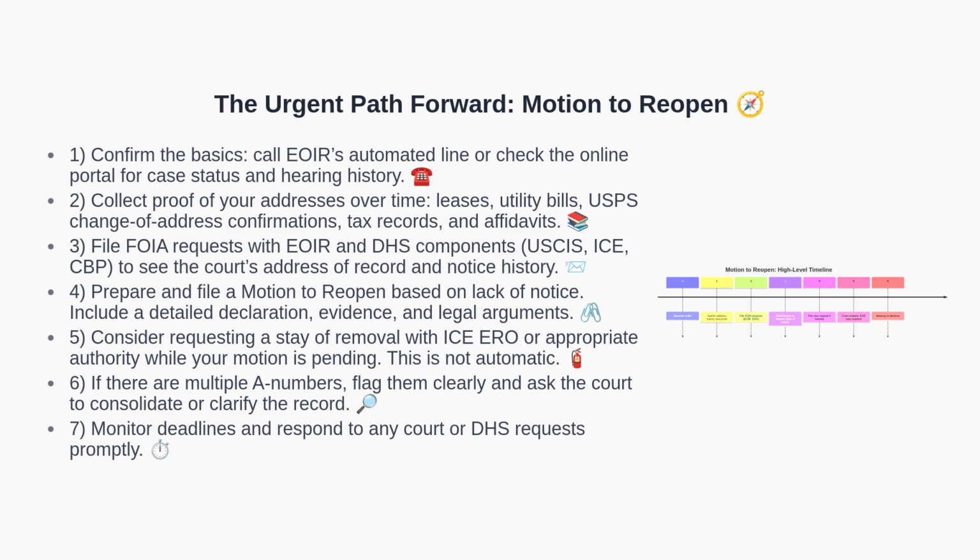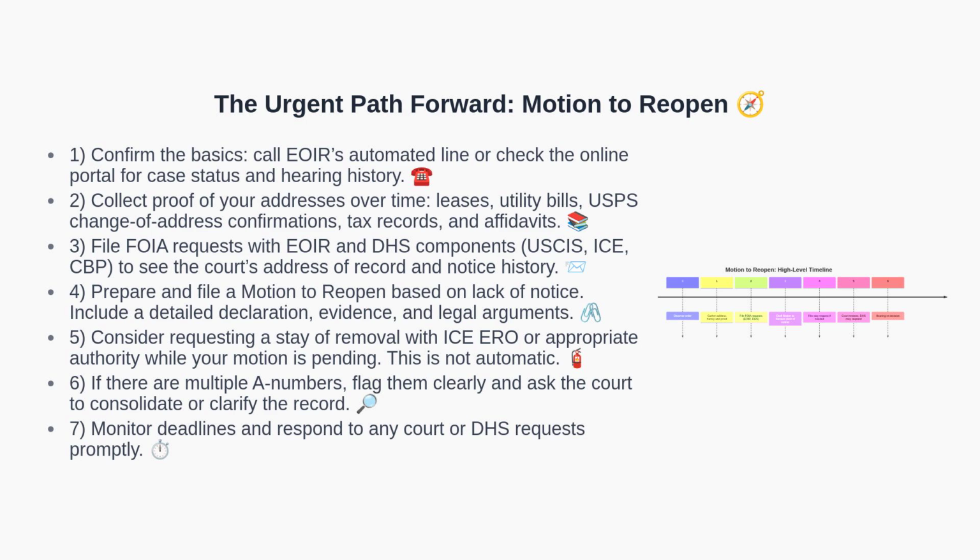To move forward, first confirm your case status through EOIR's systems. Next, gather robust proof of your address history, such as leases, utilities, USPS change of address confirmations, tax returns, and affidavits. Then, submit FOIA requests to EOIR and DHS components like USCIS, ICE, and CBP to obtain the address of record and notice history.